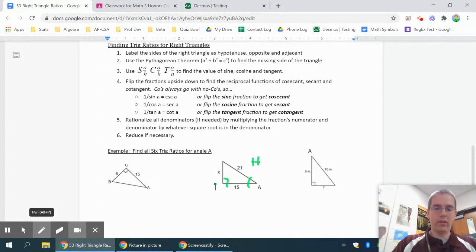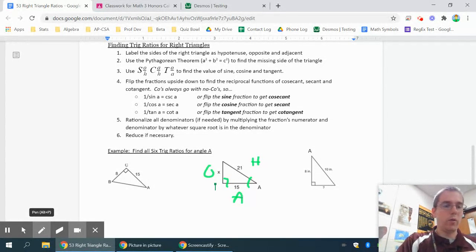The opposite is across from angle A, so it's the one that's labeled X. And then the adjacent is the one down there, the one that's labeled 15. So I know adjacent is 15, hypotenuse is 21. I do not know what X is. So what I'm going to have to do to find X is use the Pythagorean theorem.